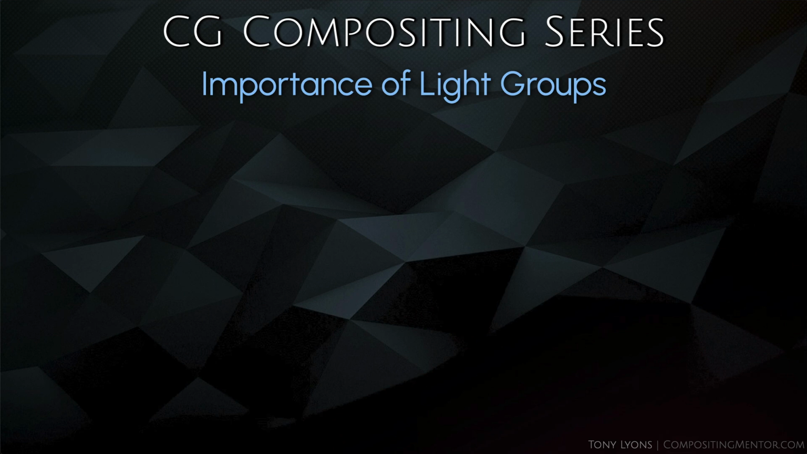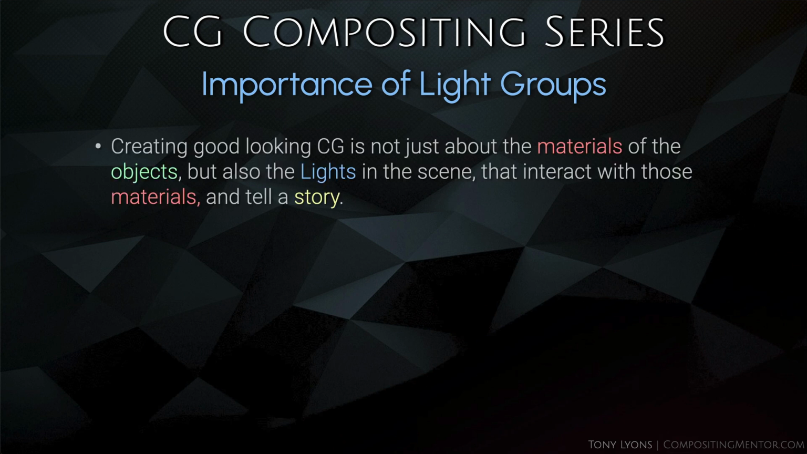What is the importance of light groups? We already have all those Material AOVs. Why do we need to render more crap in our scene in the form of light groups? So creating good looking CG is not just about the materials of the objects, but it's also about the lights in the scene that interact with those materials and tell a story.